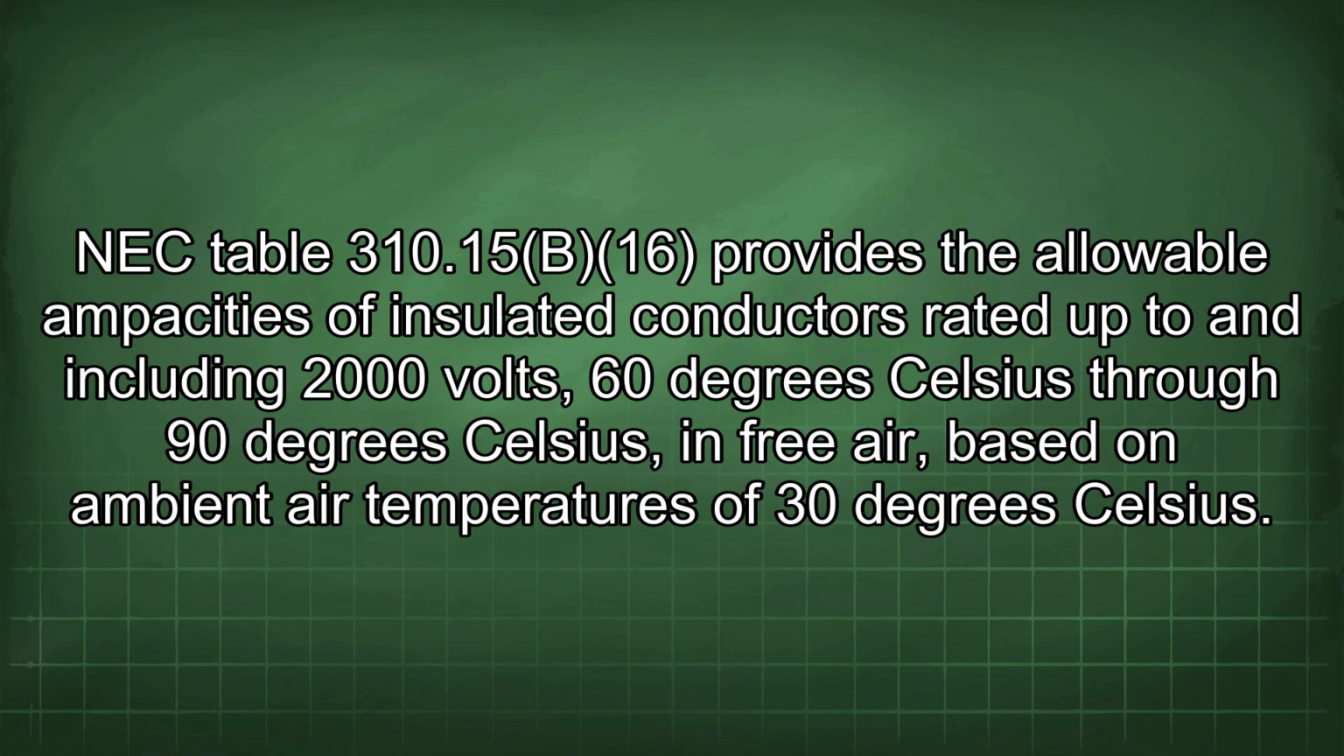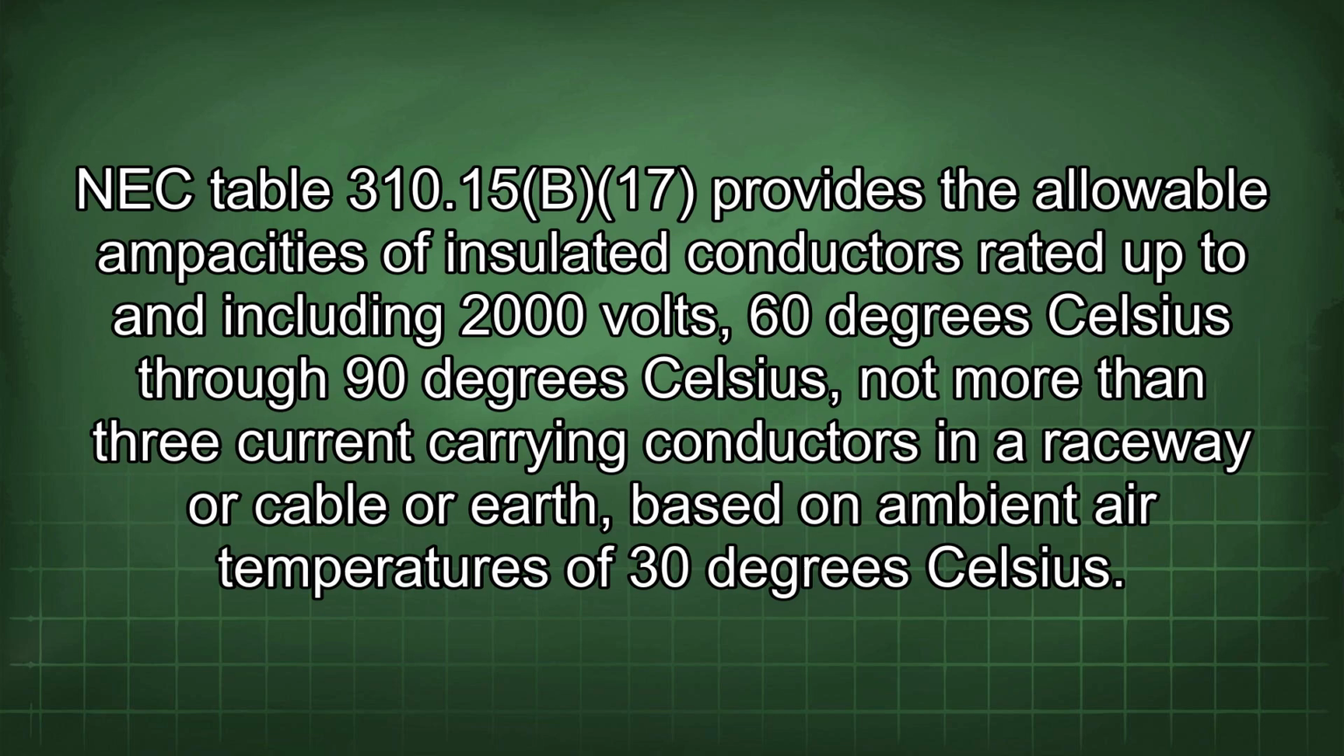NEC Table 310.15(B)(16) provides the allowable ampacities of insulated conductors rated up to and including 2000 volts, 60 degrees Celsius through 90 degrees Celsius, in free air, based on ambient air temperatures of 30 degrees Celsius.